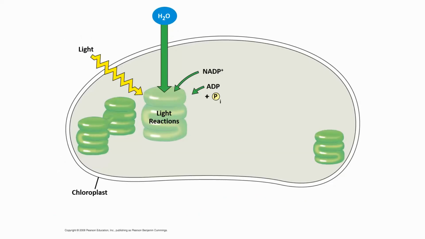So let's look at a brief overview of where this is happening. Within the chloroplast, the light reactions happen on the thylakoid membrane. You'll see water, NADP+, ADP, and inorganic phosphate are the reactants that go into the light reactions. And then what comes out is oxygen as a waste product, and NADPH and ATP, both of which are storing energy.